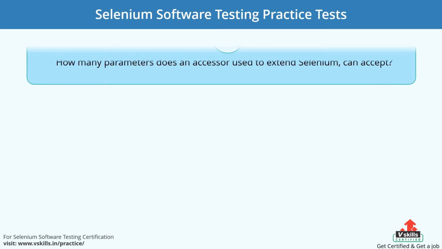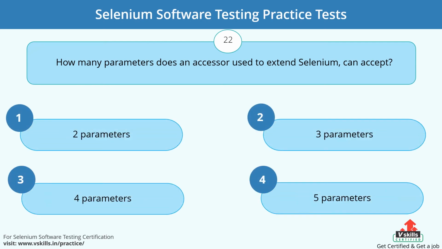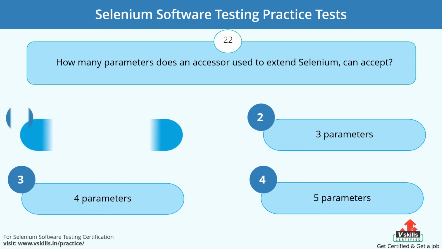Question number 22. How many parameters does an accessor use to extend Selenium can accept? The options are A. 2 parameters, B. 3 parameters, C. 4 parameters, D. 5 parameters. The correct answer is option A.